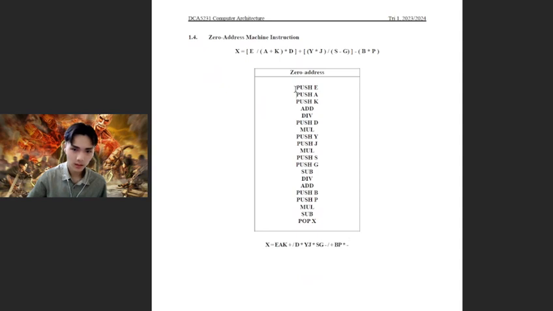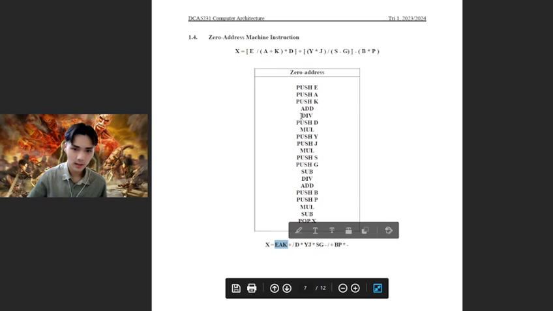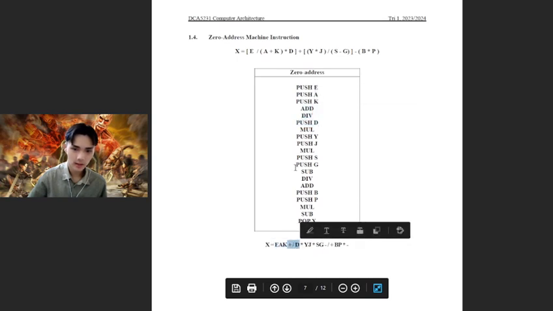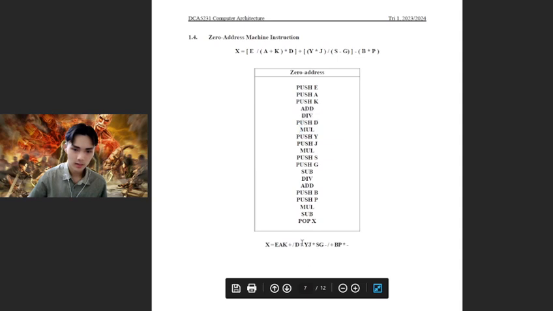So we first push E, push A, push K, which is all right here. Then we add and divide. Then we push D, then we multiply, which is here.